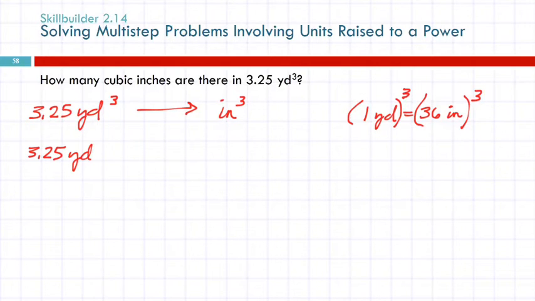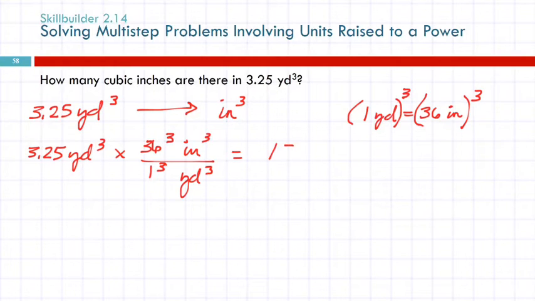3.25 cubic yards. We want cubic inches on top, cubic yards on the bottom. 36 inches is 1 yard, but the unit is cubed, so we have to cube the number. So I've got 3.25 times 36 raised to the 3rd power. Calculator's giving me 151,632. That would be cubic inches.